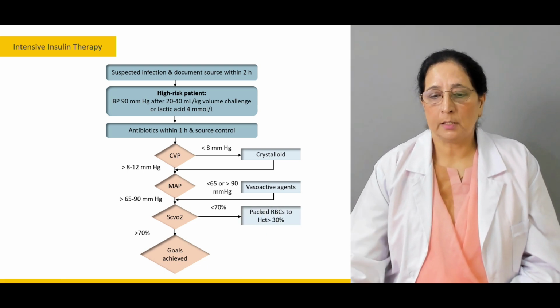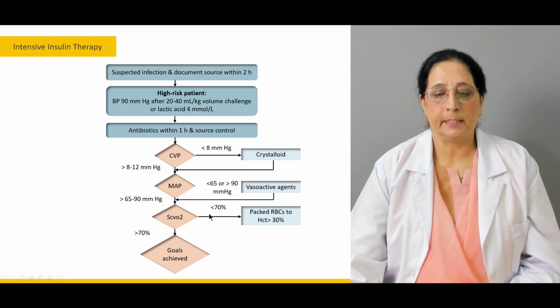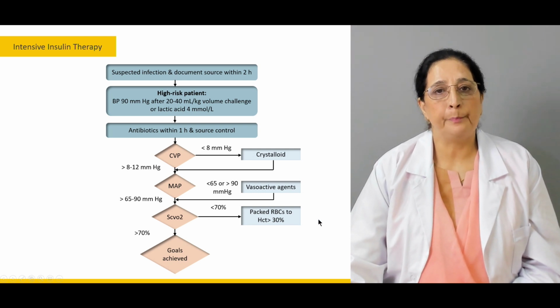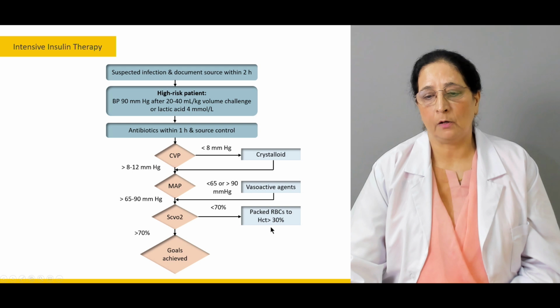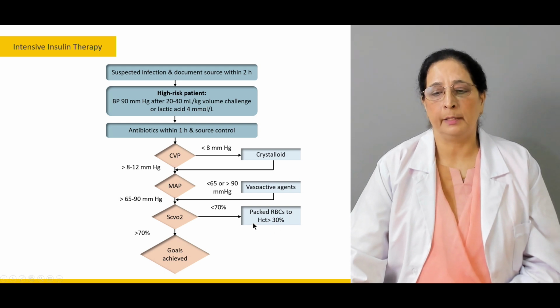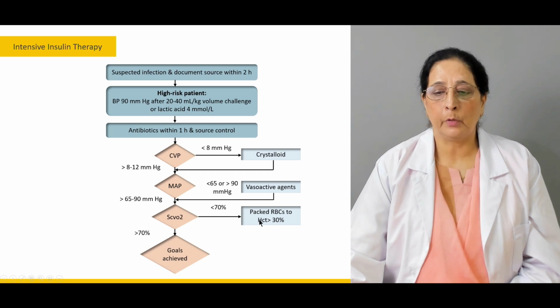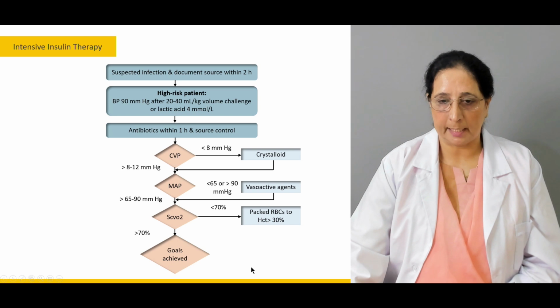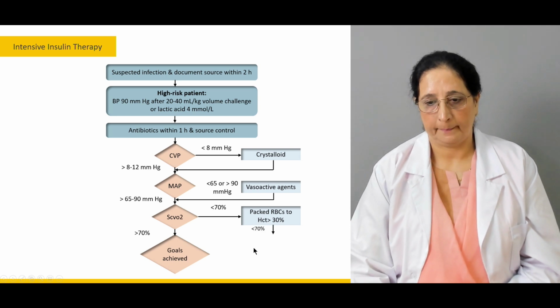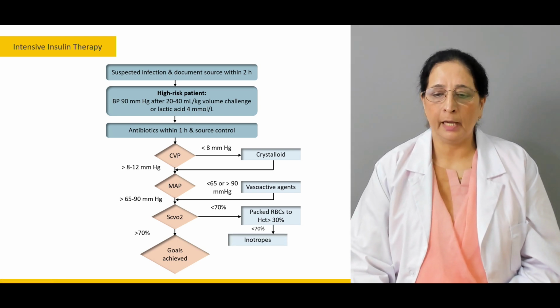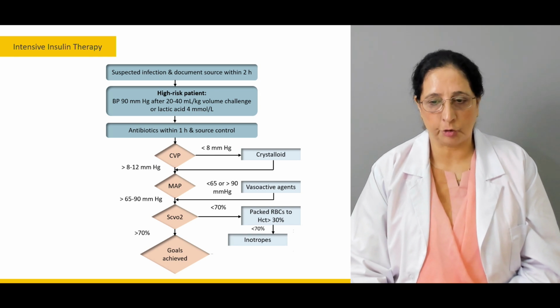Central venous oxygen, if it's less than 70%, we should give packed red blood cells to increase the hematocrit to more than 30%. If it becomes more than 70%, then the goal is achieved. And for this, we also use inotropes.